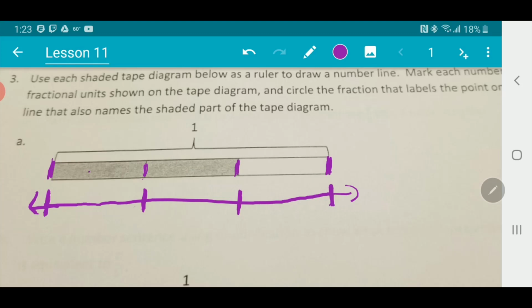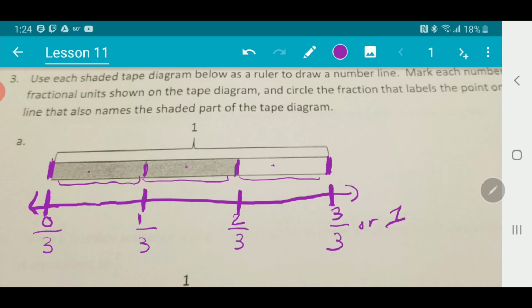So we know we have a total of 1, 2, 3. So that's going to be our denominator. And now this mark represents 0/3. This mark represents 1/3. This mark represents 2/3. And this last one represents 3/3 or 1 whole.